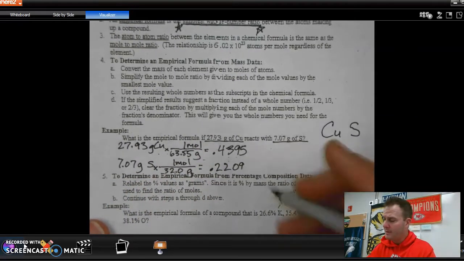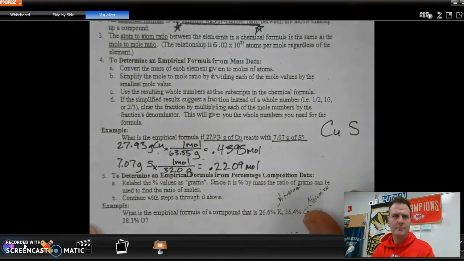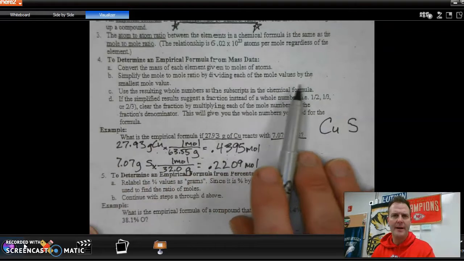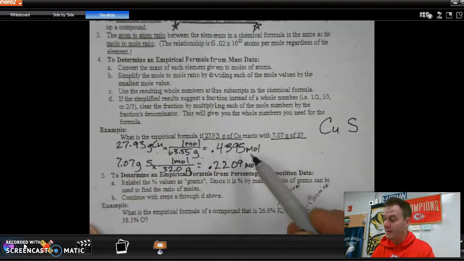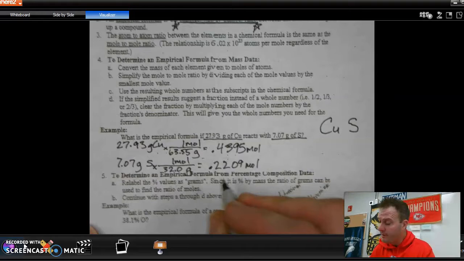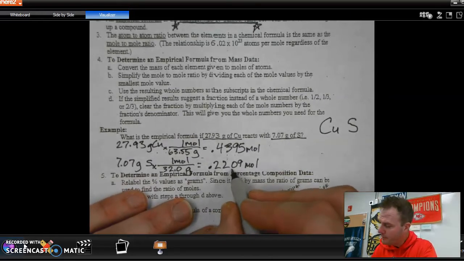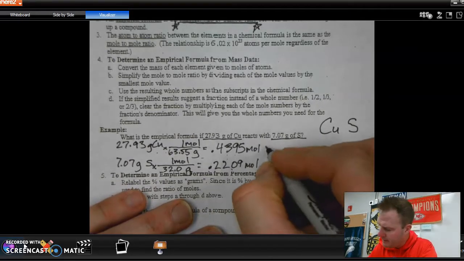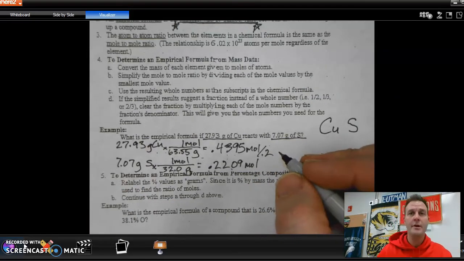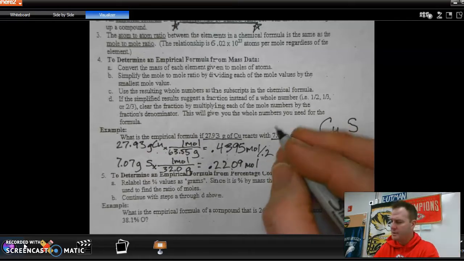Okay, now, this is what we call a mole to mole ratio. Simplify the mole to mole ratio by dividing each of the mole values by the smallest mole value. Well, here are the mole to mole values. We're going to divide both of them by the smallest mole value. So in this case, boom, 0.2209. Now, you could have 2 of them, you could have 3 of them, you could have 10 of them. Divide all of them by the smallest.